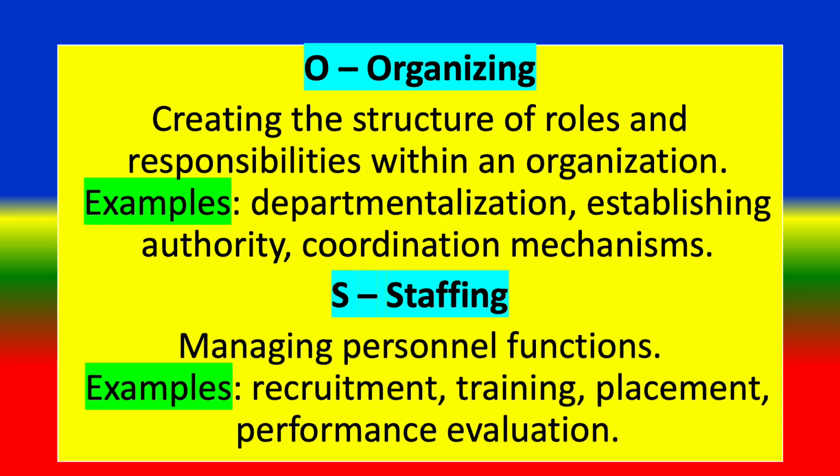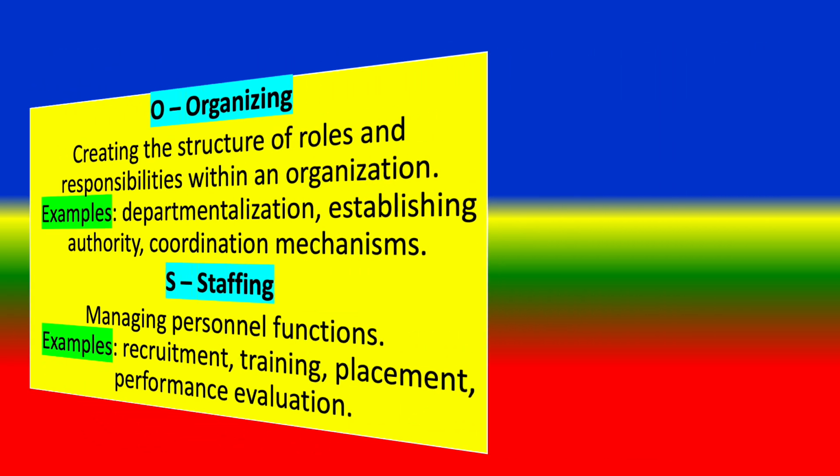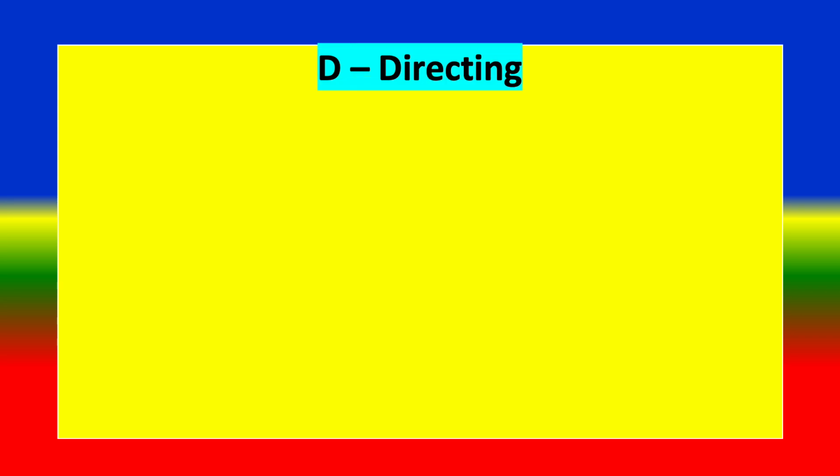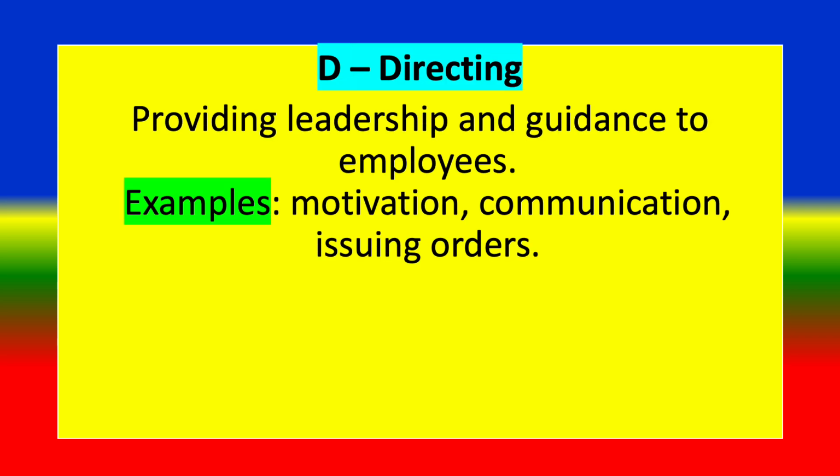S, Staffing: managing personnel functions. Examples: recruitment, training, placement, performance evaluation. D, Directing: providing leadership and guidance to employees. Examples: motivation, communication, issuing orders.